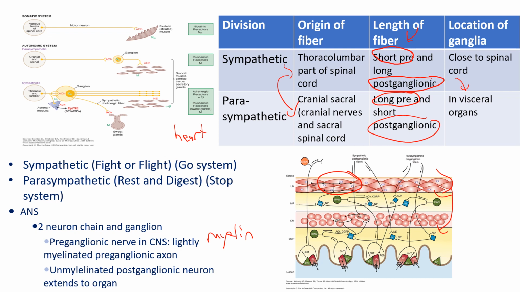But I'd say myelinated, from what I remember from psychology years ago, is about 5 times faster. I could be wrong with that number, if anyone wants to correct me in the comments. But yeah, just be aware of myelin. You might get a question on it.